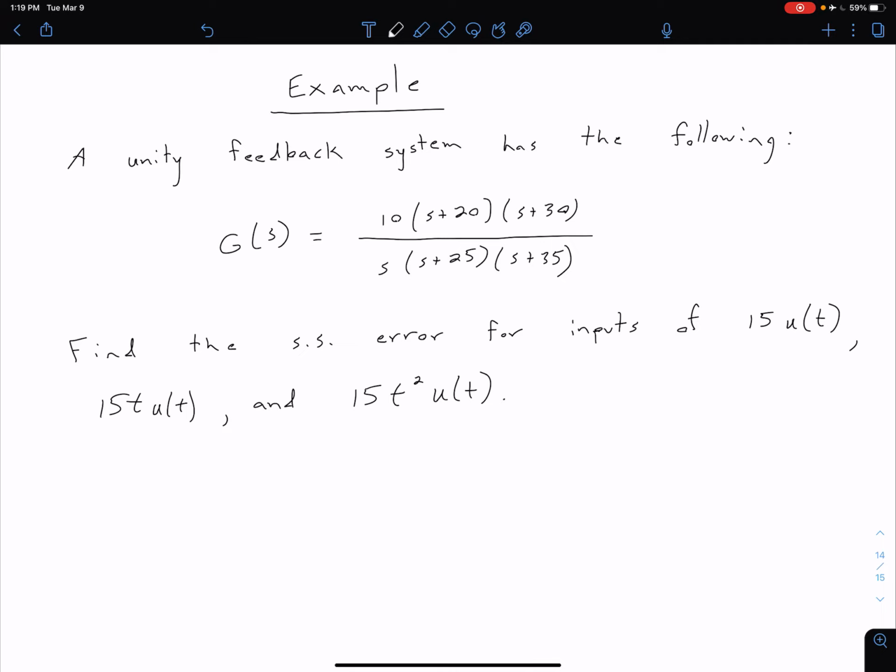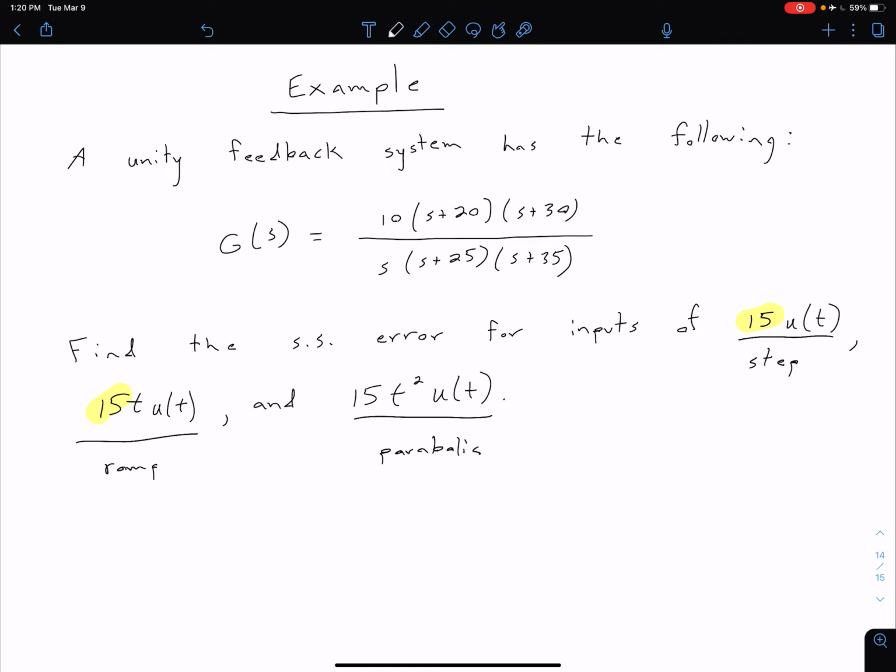We notice that our three inputs correspond to our three common test inputs. We have a step input, a ramp input, and a parabolic input. In each of these three cases, we also notice that we do not have unit inputs. For instance, we don't have our unit step input, but instead a gain of 15. Similarly, for our ramp input, we don't have a unit ramp, but we have a gain of 15.